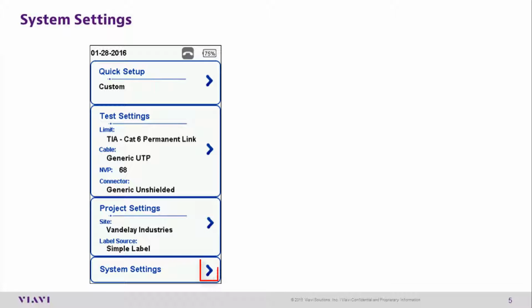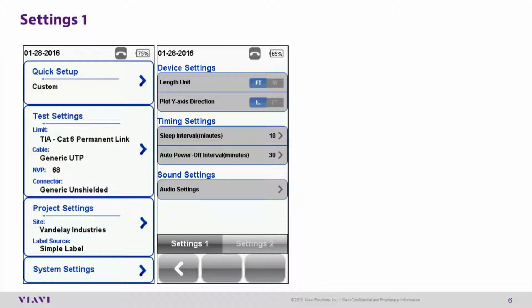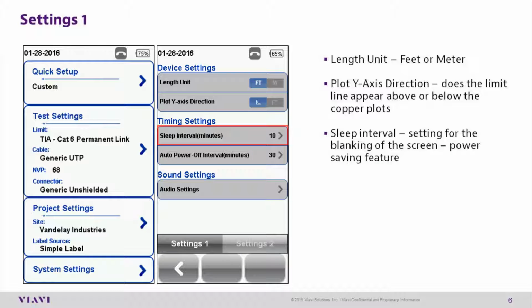System settings. To adjust system settings, click the arrow next to System Settings. There are 2 tabs of System Settings available: System Settings 1 and System Settings 2. System Settings 1. Length unit. You can choose between feet or meters. Plot y-axis direction. This changes the direction in which copper plots will be displayed, above the x-axis or below the x-axis.